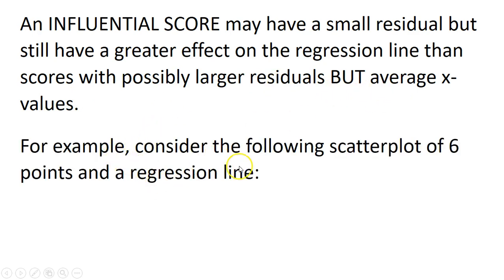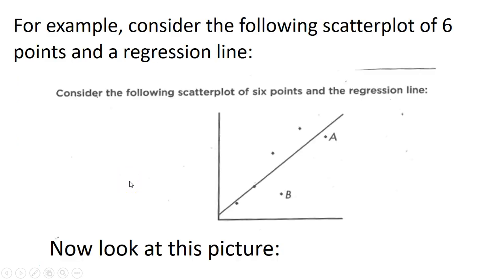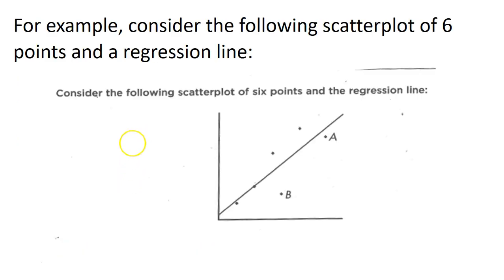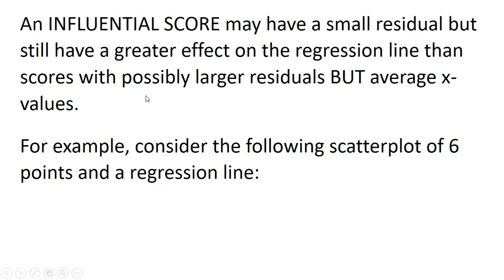For example, consider the following scatter plot of 6 points in a regression line. I'm actually going to stop the video right there, and we'll start where we come back because I don't want to get too close to a time window where I have to speed through this. When we come back, we're going to look at some influential scores.